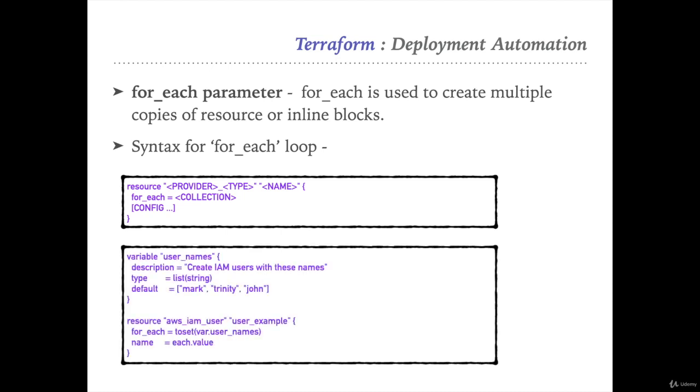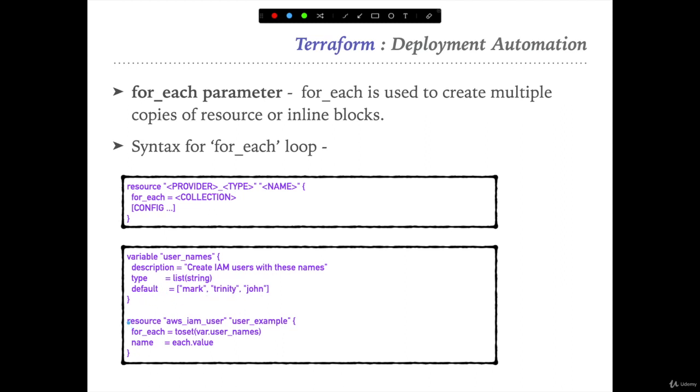The simplest example is this. We have a variable user names, then the description, create IAM user with these names, right? Then we have the type of this variable, which is a string. Then we have the default value like Mark, Trinity, and John.